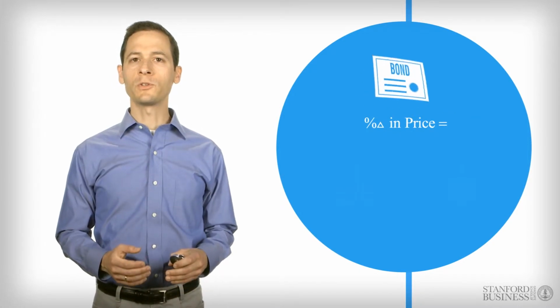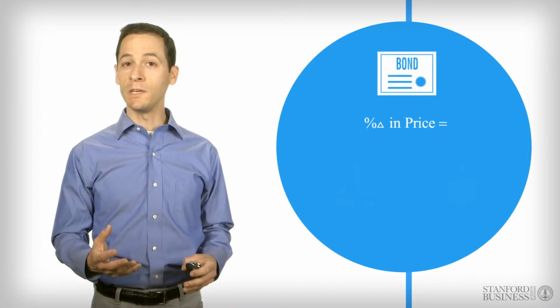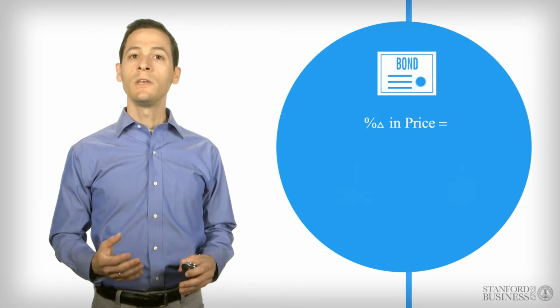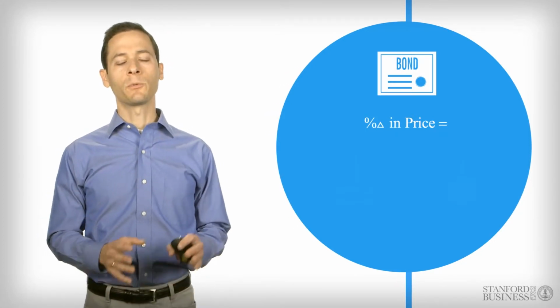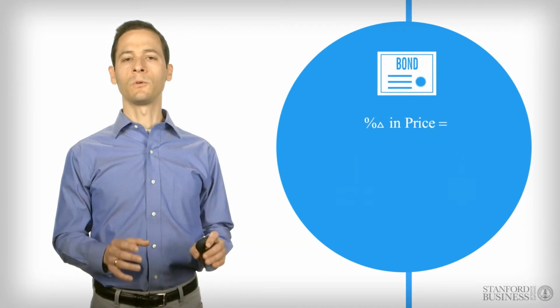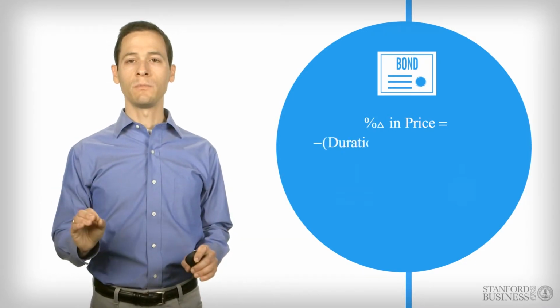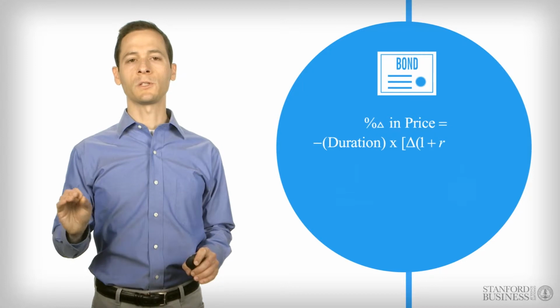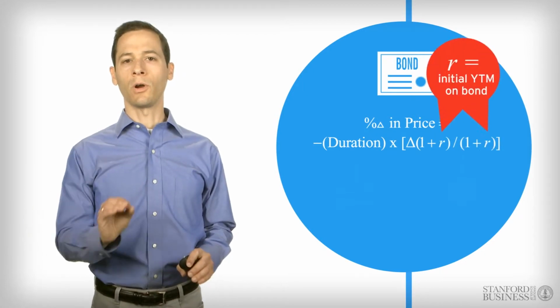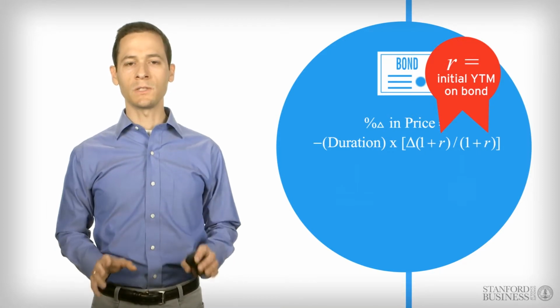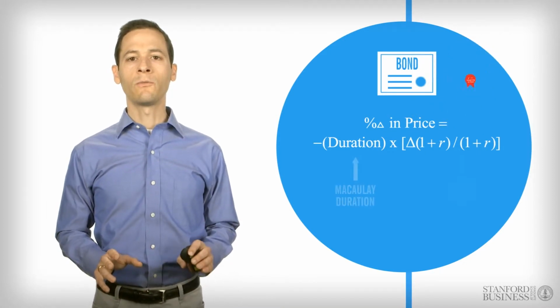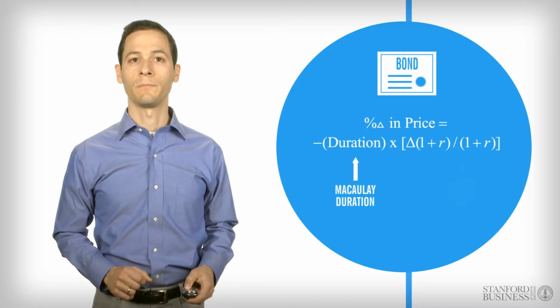Now, despite the curvature in the lines, or convexity, that we see here in these graphs, it turns out that we can write a pretty good linear approximation as follows. The percent change in price equals negative the duration times delta (1 plus r) over (1 plus r), where r is the initial yield to maturity on the bond, and duration is a constant that I'll explain in detail in a minute, formerly known as the Macaulay duration.